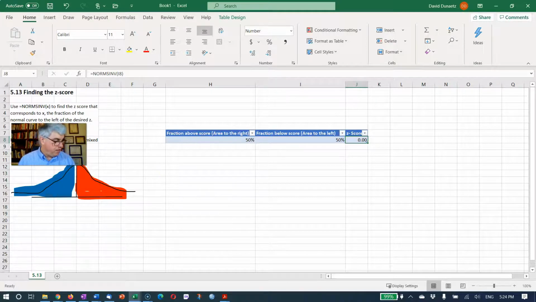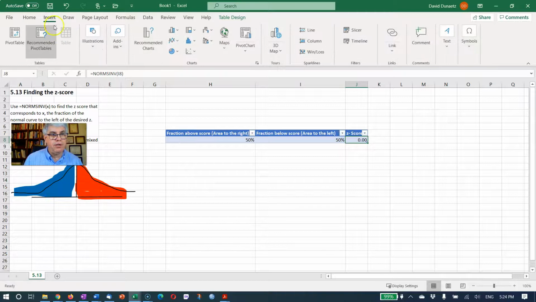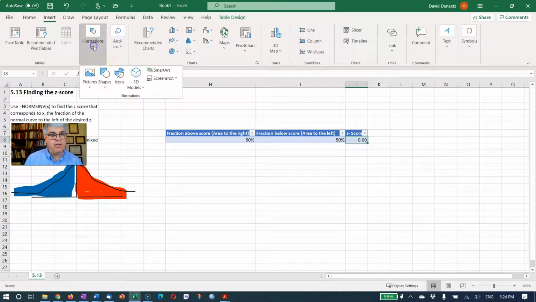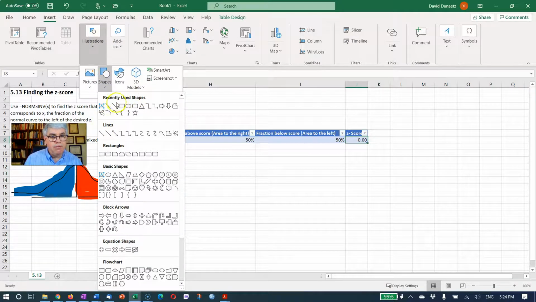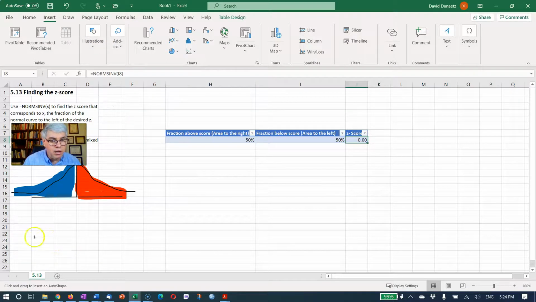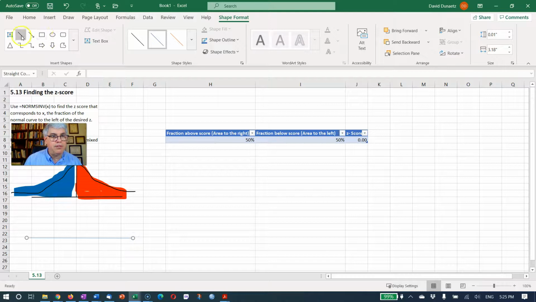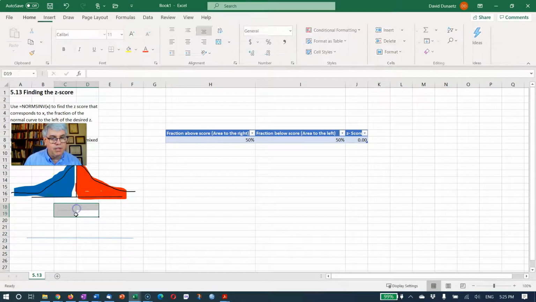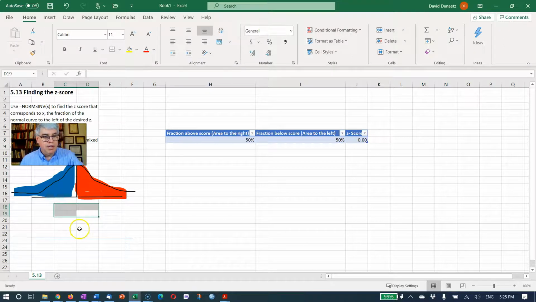Okay, now let's do this for the next one. The next one is the area. Let's draw a picture again. Insert. Illustrations, shapes. We'll use a bar. Let's put it down here. And we've got the horizontal axis. Let's put a vertical axis. Oops, that's not working. Escape.